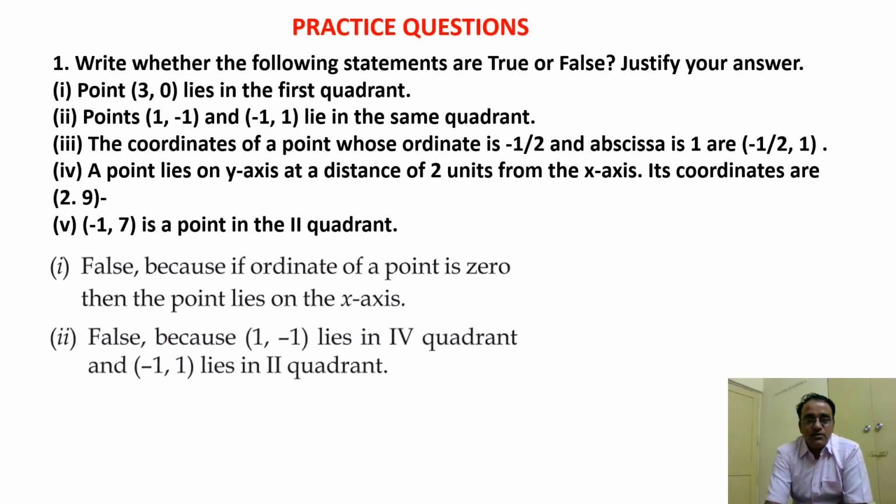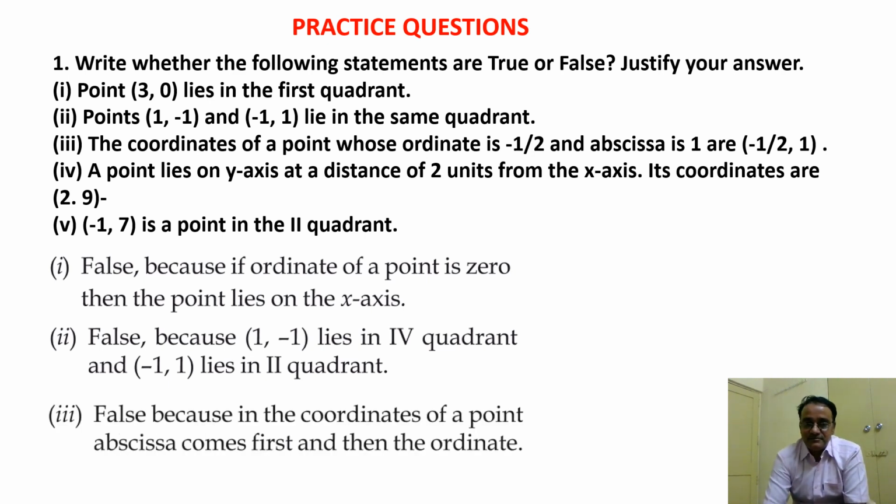Now the next one: the coordinates of a point whose ordinate is -1/2 and abscissa is 1 are (-1/2, 1). This is also false. Why? Because ordinate is the y coordinate and abscissa is the x coordinate. So the correct answer will be (1, -1/2).